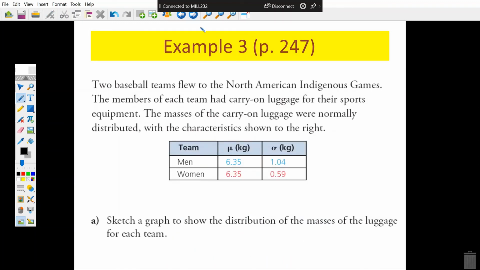All right. The next thing you might be asked to do, there they gave us the graph and we just got the percentages. Sometimes they ask you to sketch your own graph, okay? This is about 2 baseball teams that flew to the North American Indigenous Games. The members had carry-on luggage for their sports equipment. The masses of the carry-on luggage were normally distributed with the characteristics shown to the right. The men's had a mean of 6.35, and so did the women's. The men's had a standard deviation of 1.04, and the women's was 0.59. So it'll say sketch a graph to show the distribution of masses of the luggage for each team.